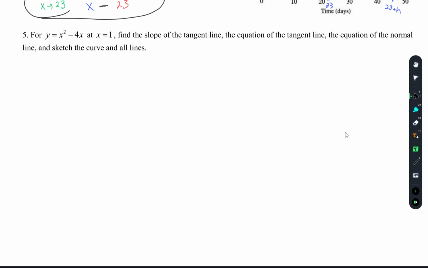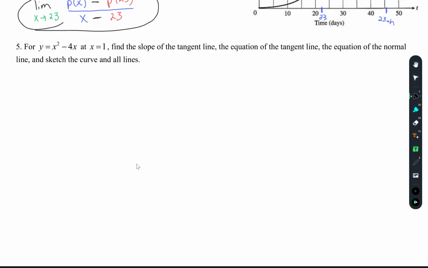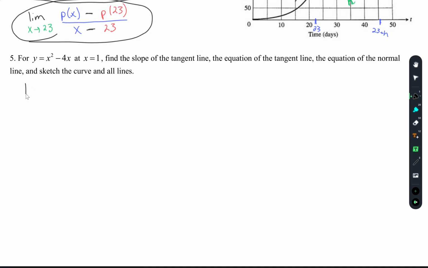And sketch the curve of all lines. So essentially what we're going to do is the limit definition of a derivative. You guys know that's what we're doing already. So the way you would set this up, I'm going to do the h one because I think that one's a little easier, to be honest.